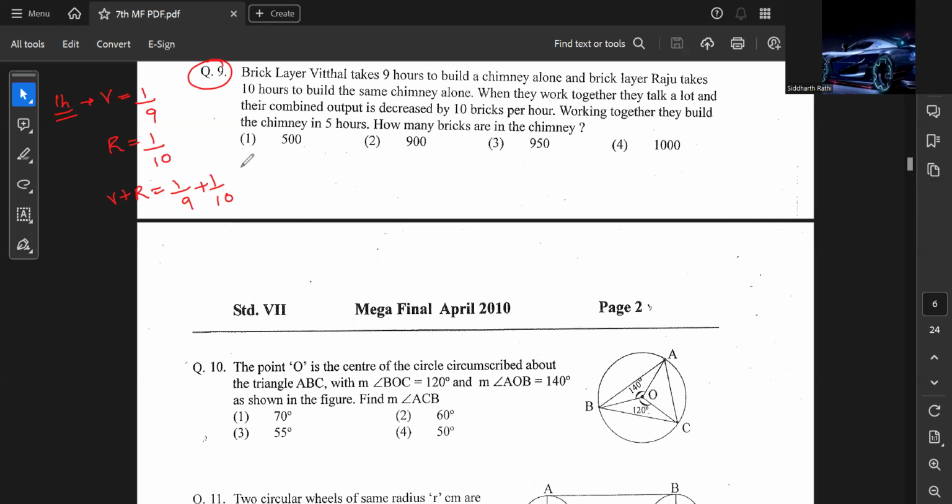Sir, this is for that time and work, right? Correct. See, the first statement says that Vittal alone can build a chimney in 9 hours. So 9 hours में पूरा चिमनी बनेगा, which means 1 hour में कितना चिमनी बनेगा? So 1 by 9 of the chimney he can build in 1 hour. Whereas Raju takes 10 hours, which means in 1 hour he'll be building 1 by 10 of the chimney. I hope it's clear now. So Vittal and Raju together are supposed to build 1 by 9 plus 1 by 10, कुल मिलाकर this much amount of chimney in 1 hour.